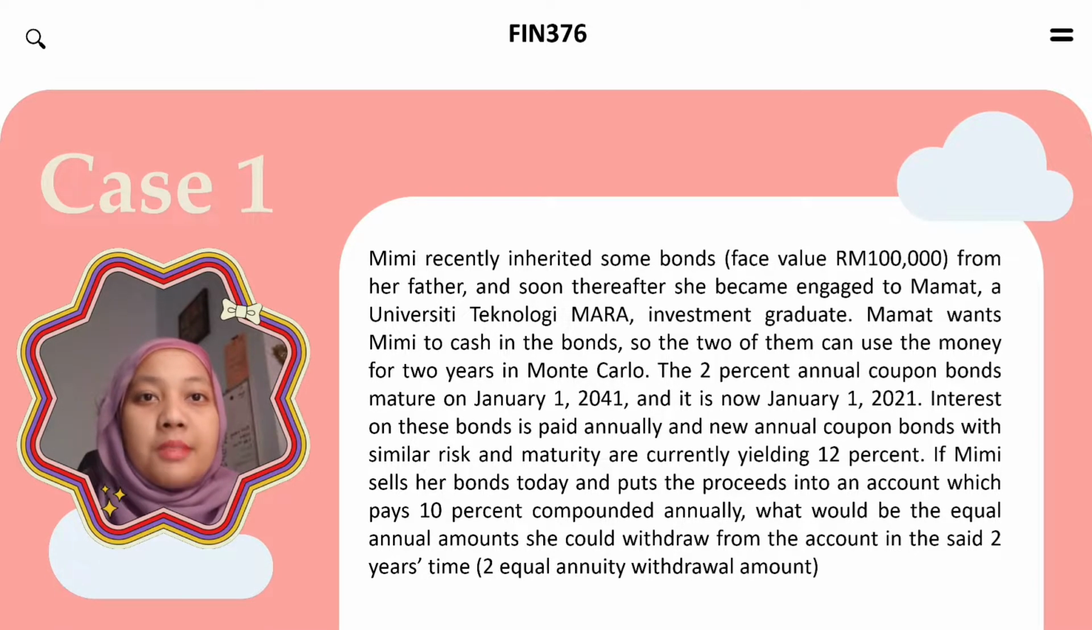The question stated, Mimi recently inherited some bonds with a face value of RM100,000 from her father and soon thereafter she became engaged to Mamat, a University Technology Mara investment graduate. Mamat wants Mimi to cash in the bonds so the two of them can use the money for 2 years in Monte Carlo. The 2% annual coupon bonds mature on January 1, 2041 and it is now January 1, 2021.